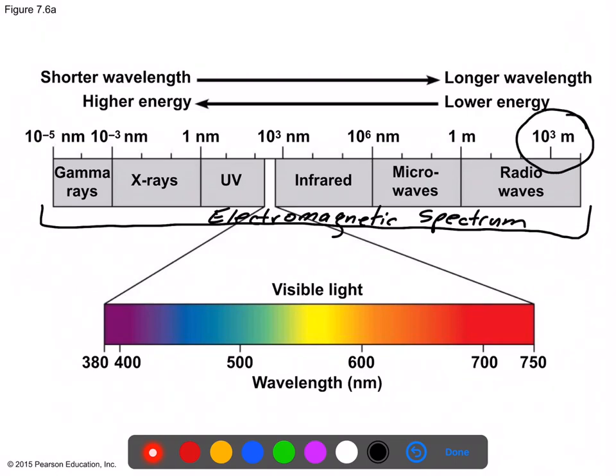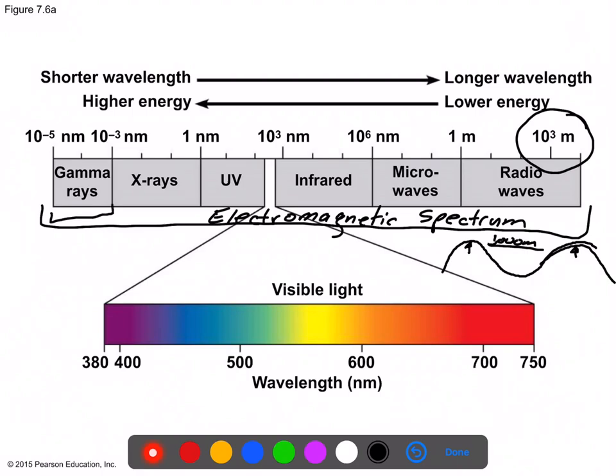Some waves are really, really, really long. Look at this one, radio waves. 10 to the third meters is 1,000 meters. So what does that mean? A wave that's 1,000 meters long. It means that energy in the form of radio waves is traveling like this in waves, right? And the distance between one crest here and another crest there is 1,000 meters.